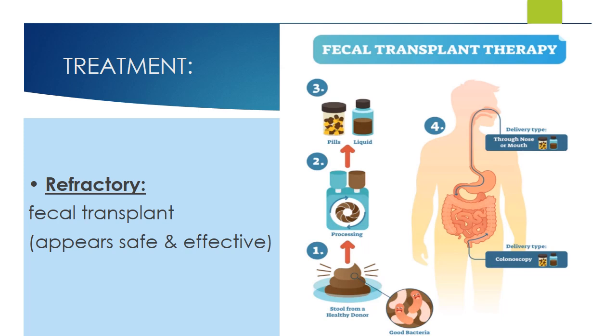How do we perform fecal transplant? We take stool from a healthy donor which contains good bacteria, and it is processed into pills or a liquid drug form, and then it is given to the patient either orally or through colonoscopy. In refractory cases, IV immunoglobulins and corticosteroids are sometimes given.